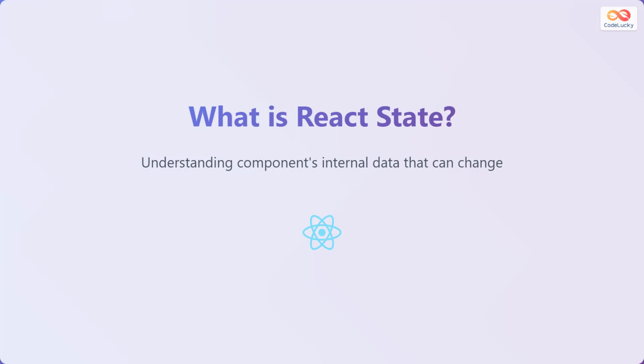Let's explore what React state is. React state refers to a component's internal data that can change during its life cycle. It is the memory of a component. Understanding React state is crucial for building dynamic and interactive user interfaces.